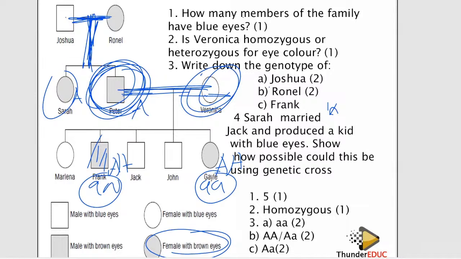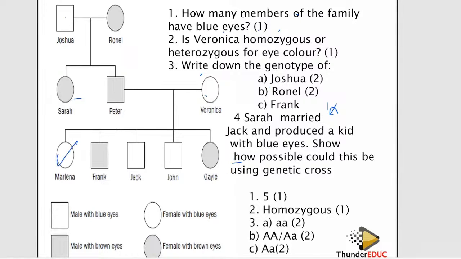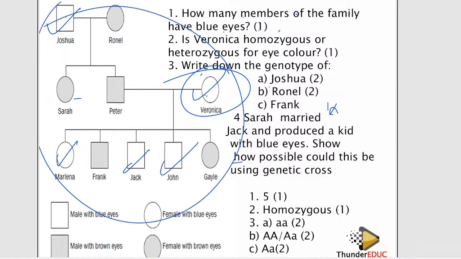They're asking how many members of the family have blue eyes. We say blue eyes are the ones which are not shaded. So when we count, we see 1, 2, 3, 4, 5. Do we include Veronica as a member of the family? Yes. Unless you are saying that your mother is not a member of the family just because she got married to the father. A family is a combination of a father and mother plus kids. So Veronica is a member of this family.